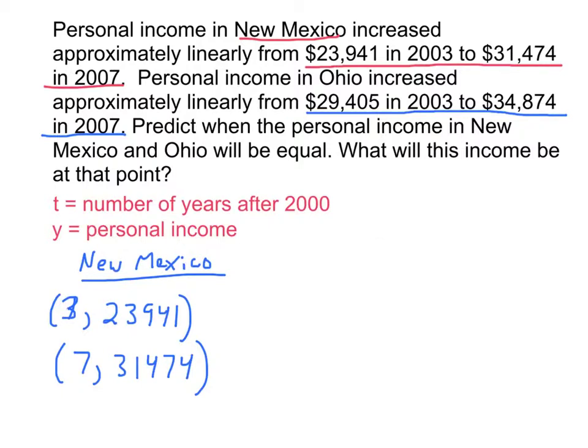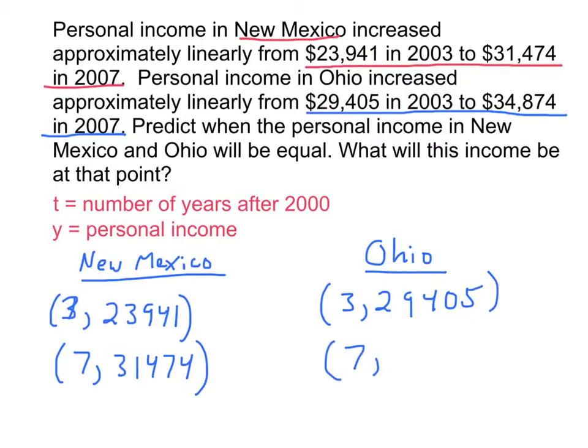The same is true for Ohio. It tells us that in 2003, so that would be t equal to 3, the income was $29,405. And in 2007, so t equals 7, it was $34,874.